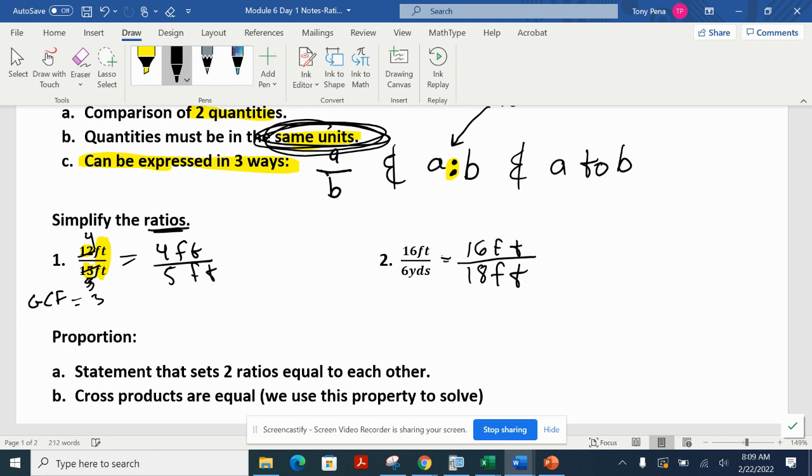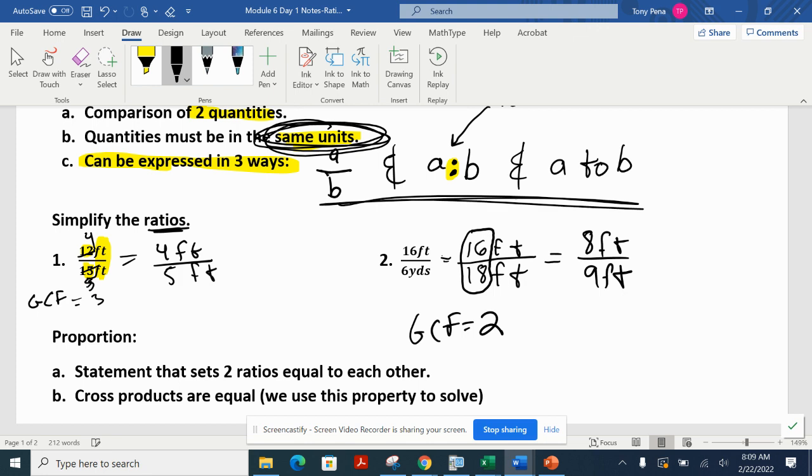And then simplifying that is really just reducing a fraction. The greatest common factor, or the largest number that goes into a 16 and an 18, is a 2. So you're just going to divide each of those by a 2. So that's 8 feet compared to 9 feet. All right. So nothing revolutionary here. Just kind of understand comparison of two numbers. We want to have the same units, and we can write them any of these 3 ways. All right. And that's kind of the simplest, easiest way to set this up.